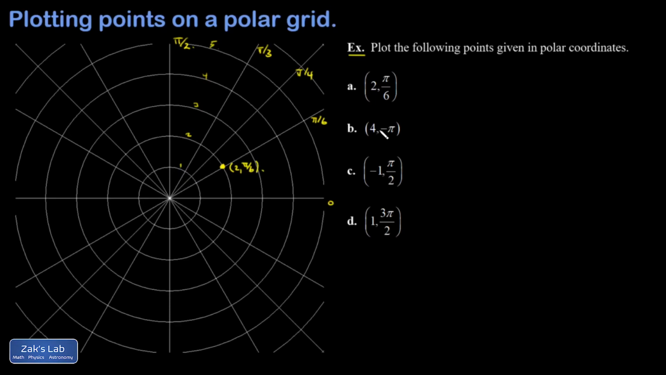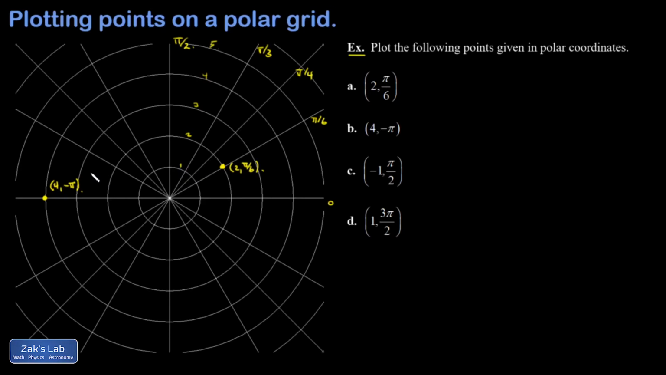In part B, I want to go 4 units from the origin in a direction of negative pi. So negative pi, you imagine just rotating from the positive x-axis clockwise by an angle of pi. You land at exactly the same angle as positive pi. And I go 4 units, 1, 2, 3, 4, and I've got my point.